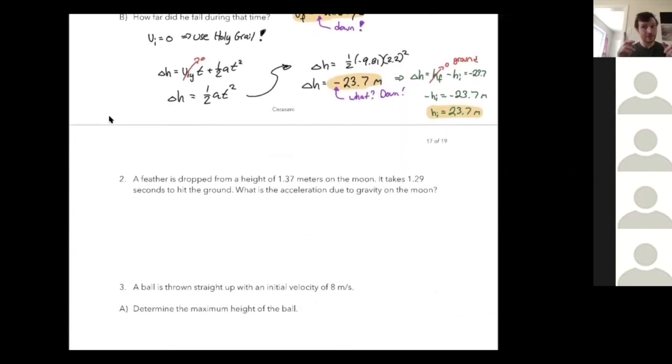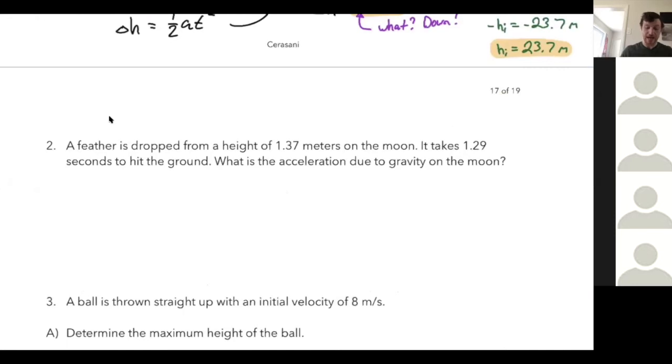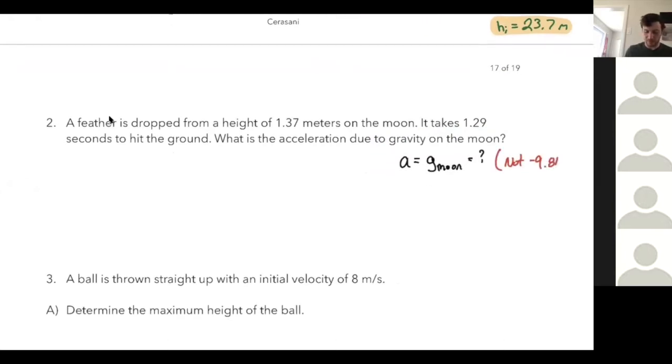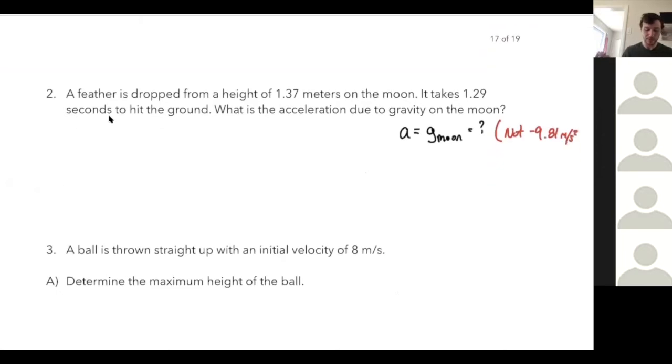So you do have to be careful because I could change things up and I can ask you stuff about different planets, right? This question, what's the acceleration due to gravity on the moon? I'm asking you, what is acceleration or g on the moon? Okay, so it's no longer 9.81. That's just a little hint. It's not negative 9.81 meters per second squared. We need to find that. So I'm giving you a height. I'm giving you a time. So let's figure out where we should go with this.